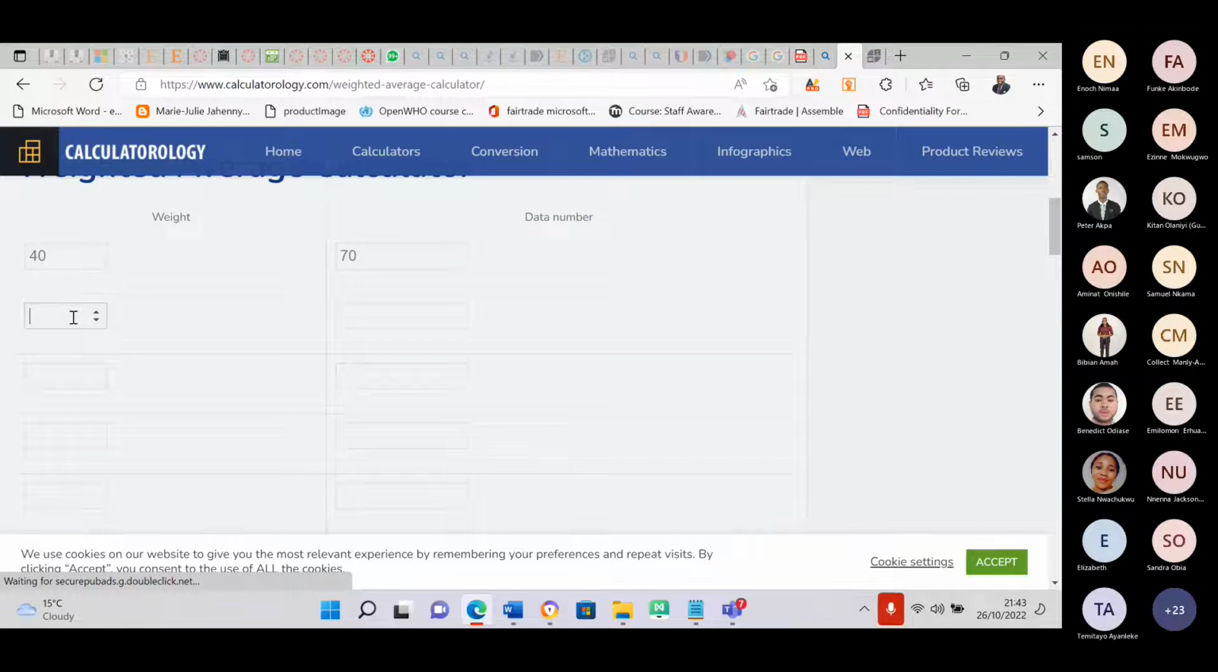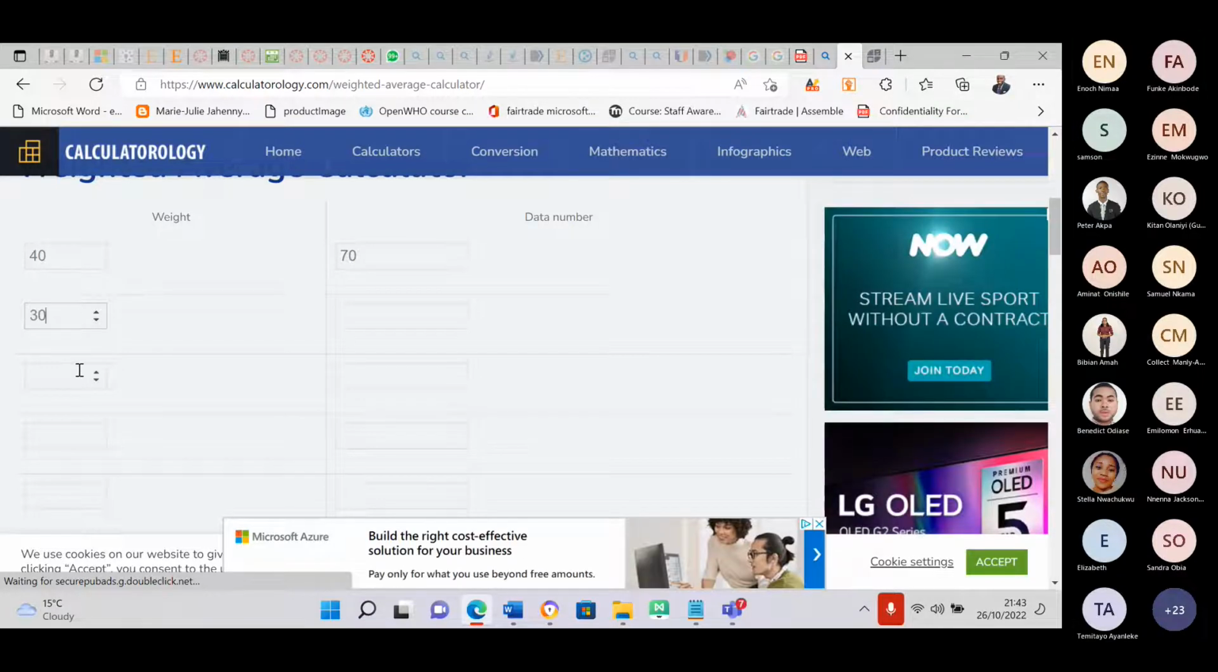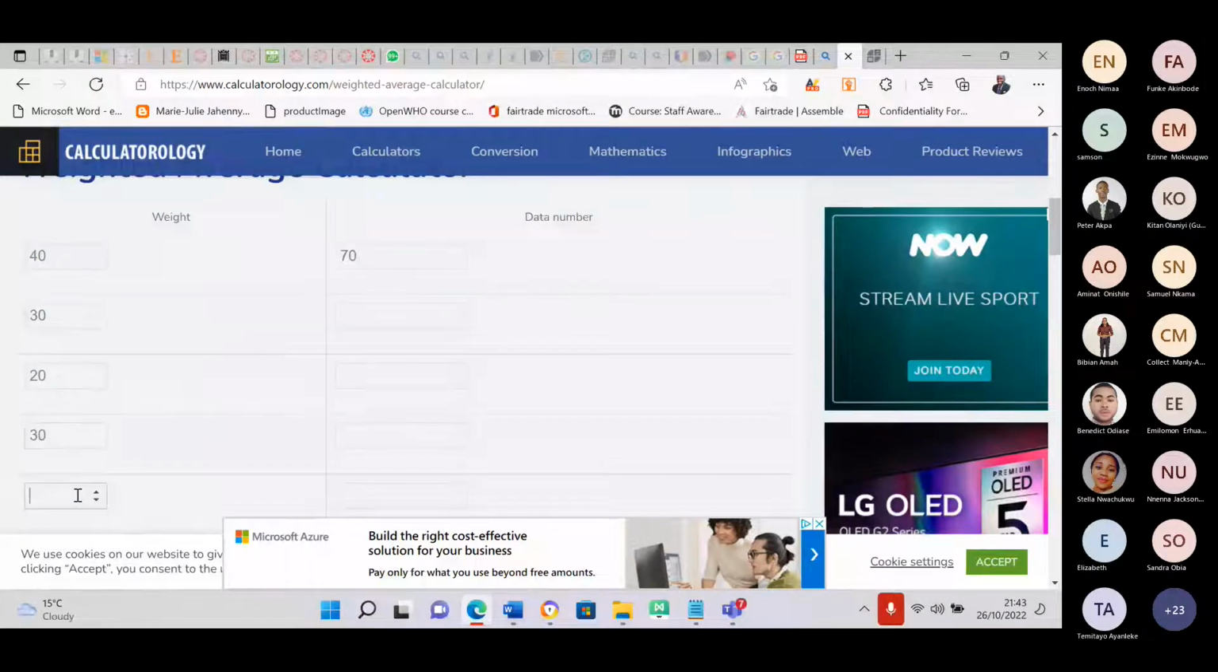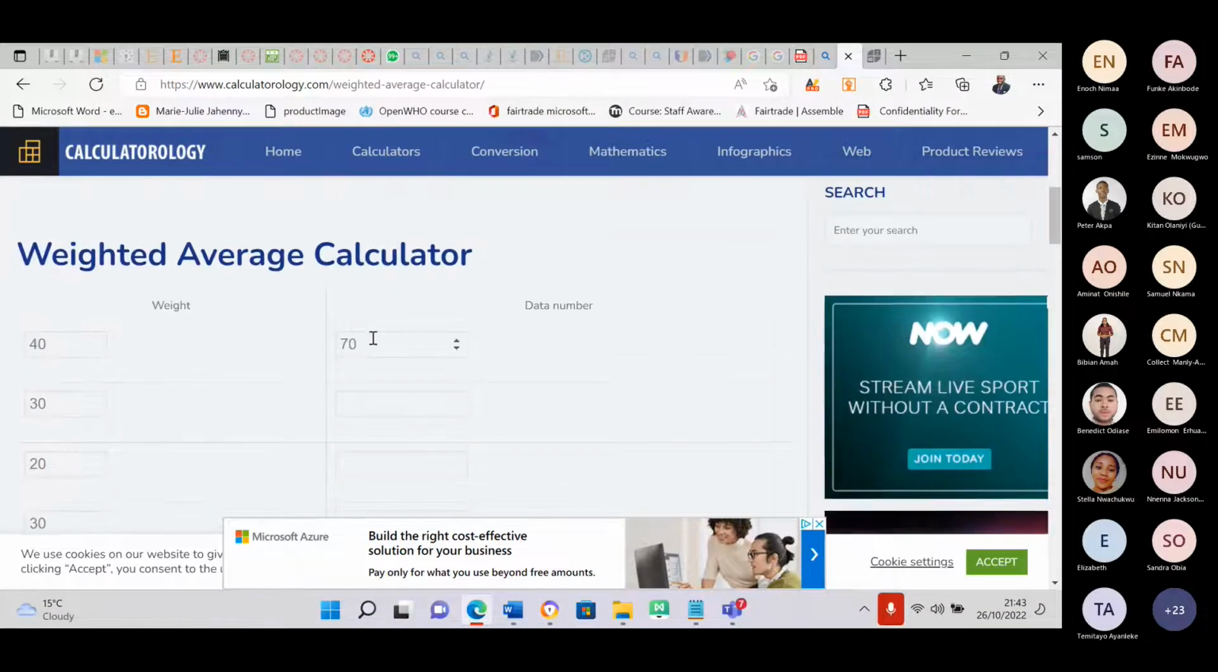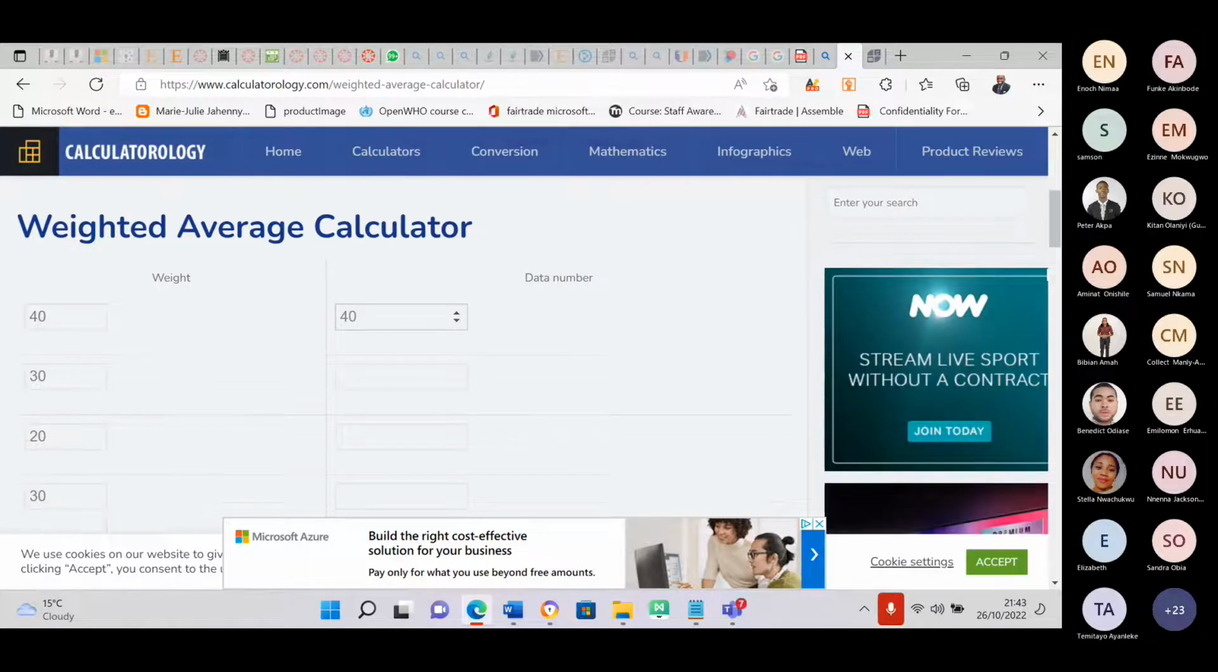Your epidemiology is 30 points weight. And then your health needs assessment is 20 points. Then others are all 30 points. All the courses are 30 points apart from health needs assessment. So you enter the weight in here. And then let me show you, assuming you get 40 in your dissertation, you have already missed it.